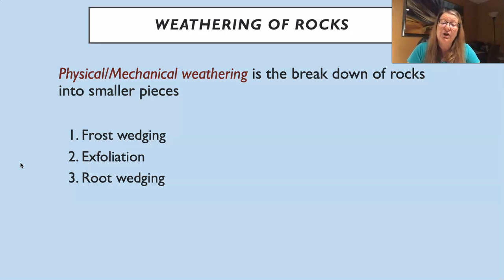The second kind of weathering you're going to learn about is physical weathering or mechanical weathering. I put both words in because they're used interchangeably. And this is a bit simpler. It doesn't involve any chemistry. It just involves taking a rock and breaking it into smaller pieces.